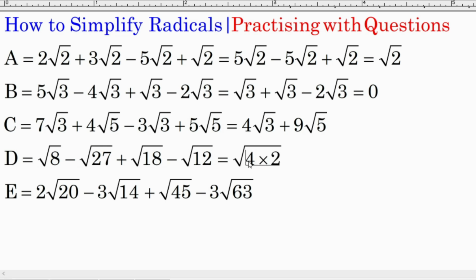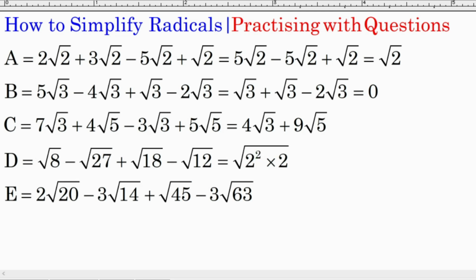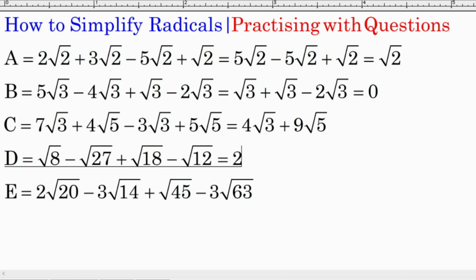As you already know, square root of 4 is equal to 2, right? Or 4 can be written as 2 squared, and then 2 squared can simplify with the square root. It will give us 2 square root of 2. So here it could be written as 2 square root of 2. That means square root of 8 is equal to 2 square root of 2 and then minus.